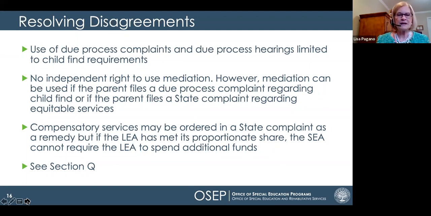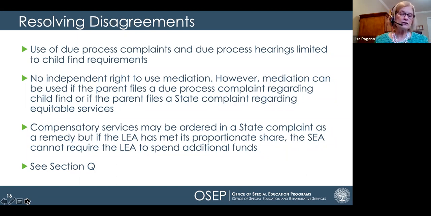There's also no independent right to use mediation. So again, a parent is not able to say, I want mediation to talk about my services plan. However, a parent can use mediation, and mediation must be available to the parent if they file a due process complaint regarding child find, right? That first bullet says you can use due process for child find, and mediation must be available whenever a due process complaint is filed by a parent in this situation.